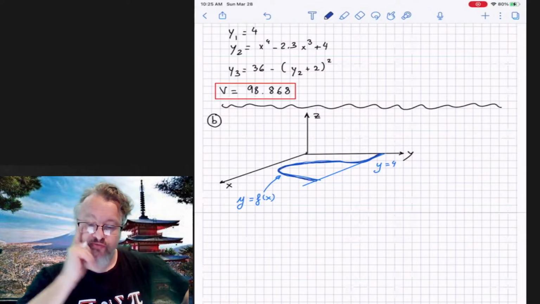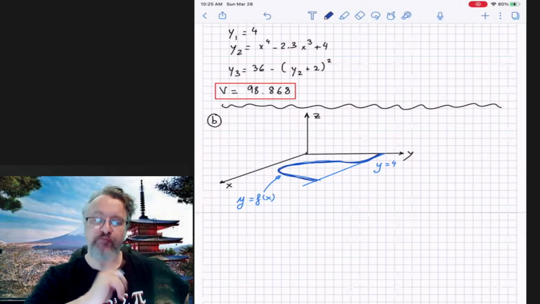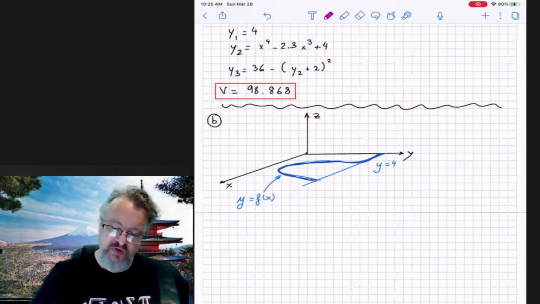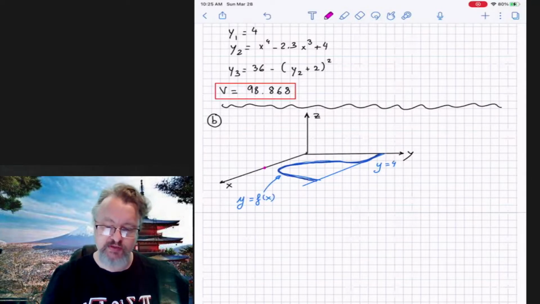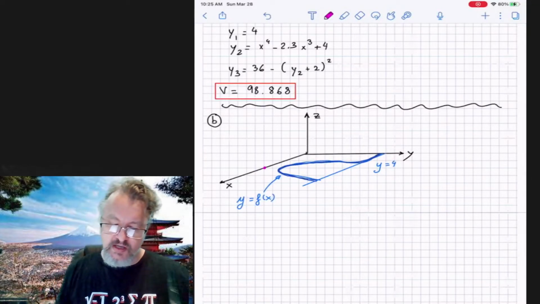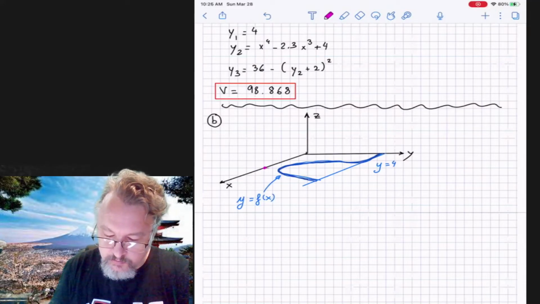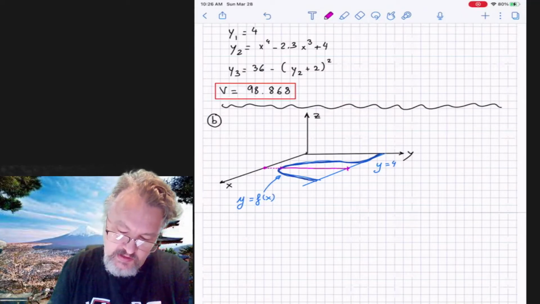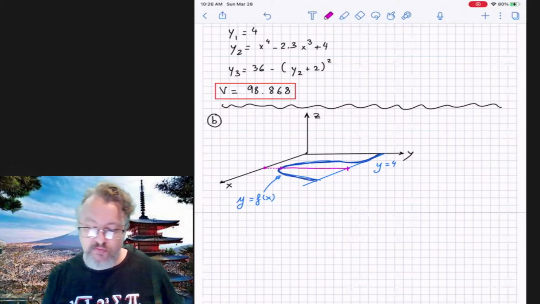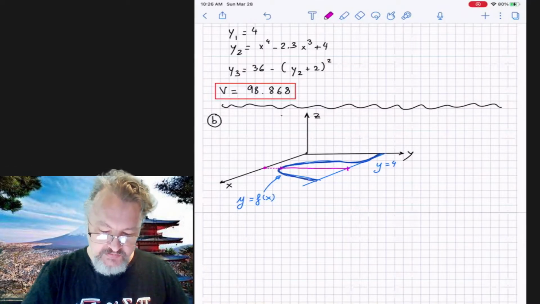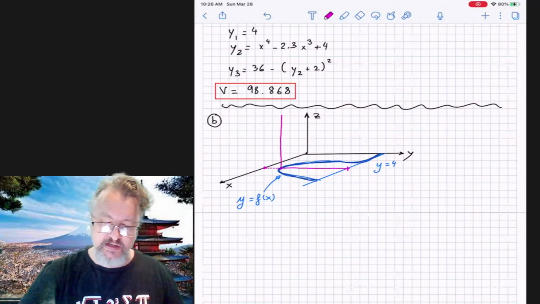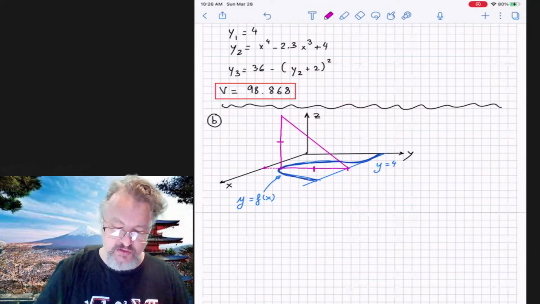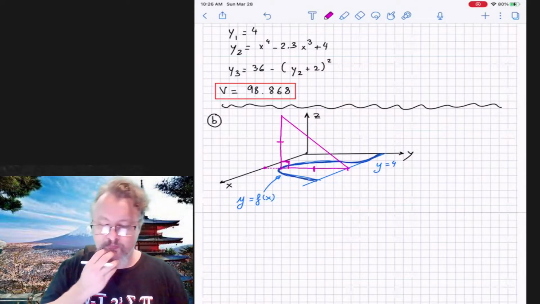Now, the cross-section for this problem is a right isosceles triangle perpendicular to the x-axis. So I'm going to take a value. I like pink. I'm going to take a value right here. Let's take this one on the x-axis. And I'm going to create this little line right here. Okay, right there. Now this is the leg of a right isosceles triangle. That means that if I want to draw the right isosceles triangle, this is the other side of it, and it's going to be like that. So this side is congruent to this side. This is a right angle.